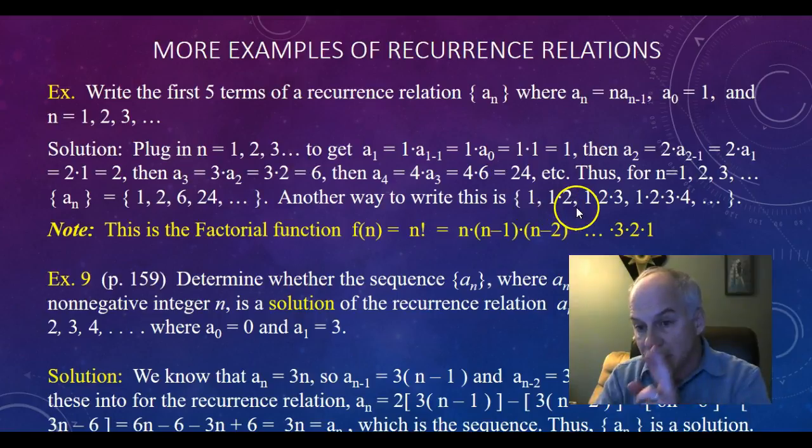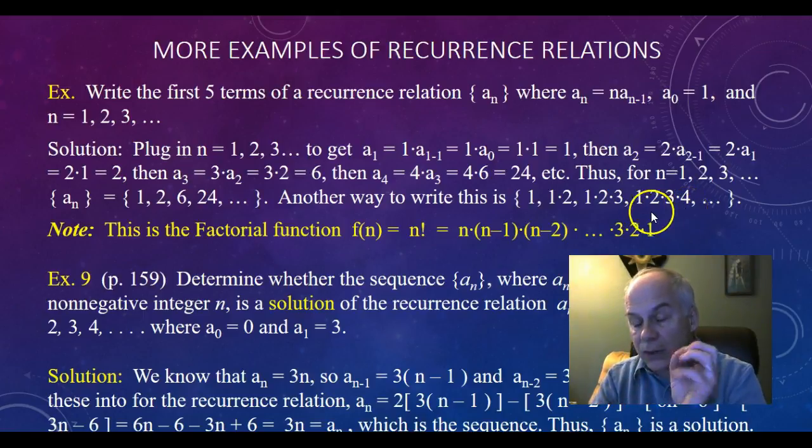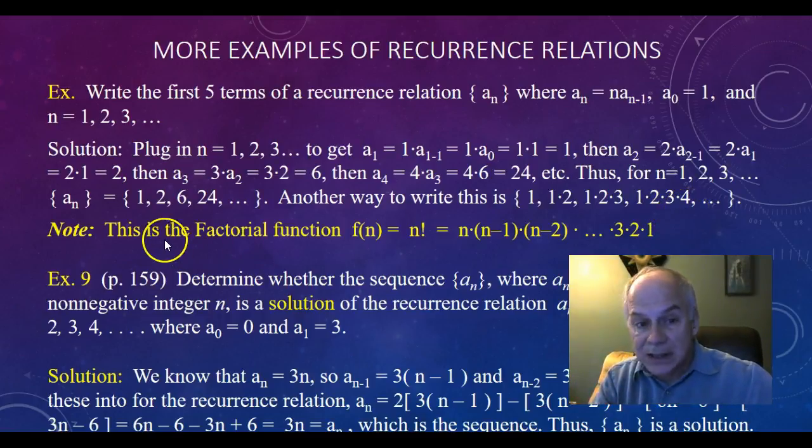Now, we could write these as 1. 2 is 1 times 2. 6 is 1 times 2 times 3. 24 is 1 times 2 times 3 times 4. So we could write this as just multiplying an additional number, and that essentially is the factorial function. F of n equals n factorial, which we just talked about a little while ago.